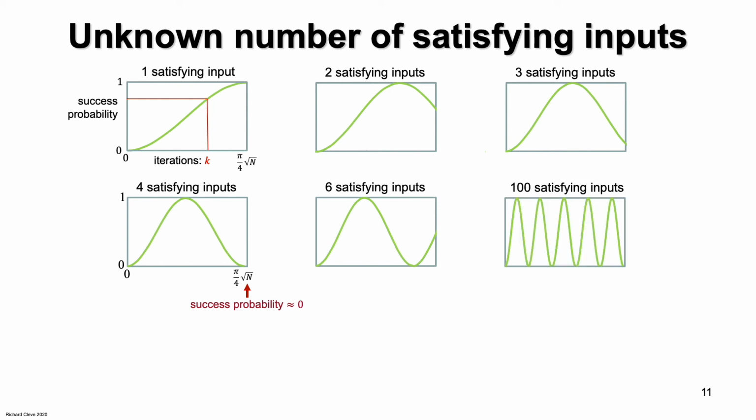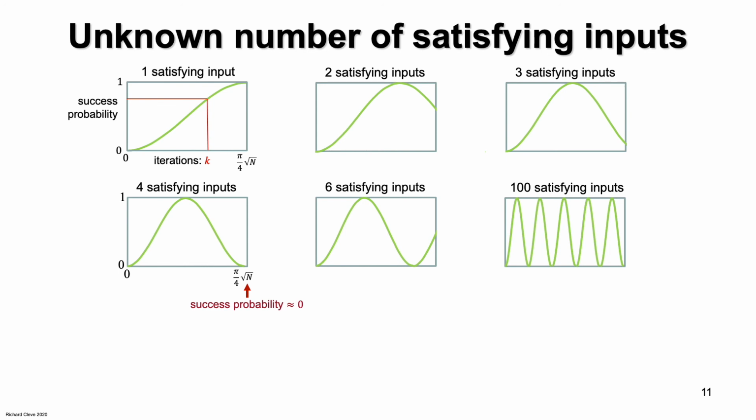And here's the case of 100 satisfying inputs. In that case, theta is 10 times as large as the case of 1 satisfying input. So there are 5 ups and 5 downs, each corresponding to a rotation by 90 degrees. So how do we choose a good number of iterations k that works well for all possible cases? For any given k, there will be cases where the success probability will be small for that number of iterations.